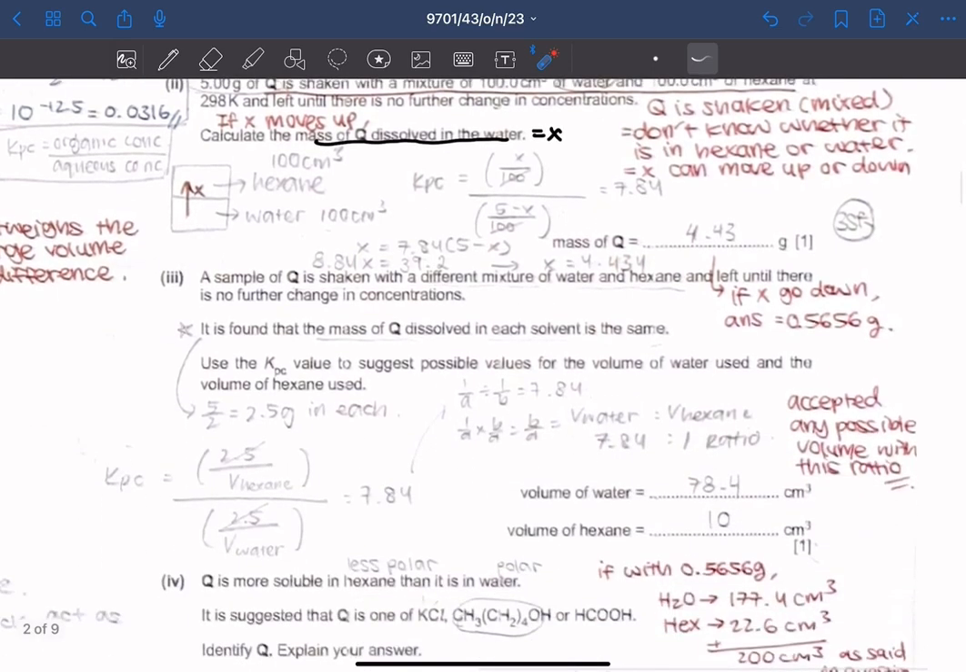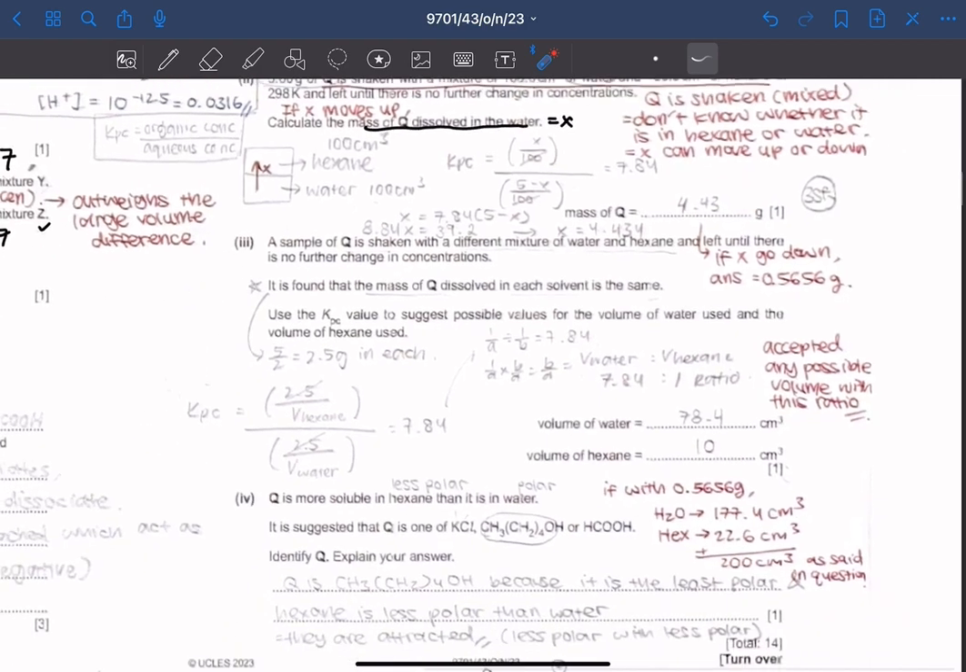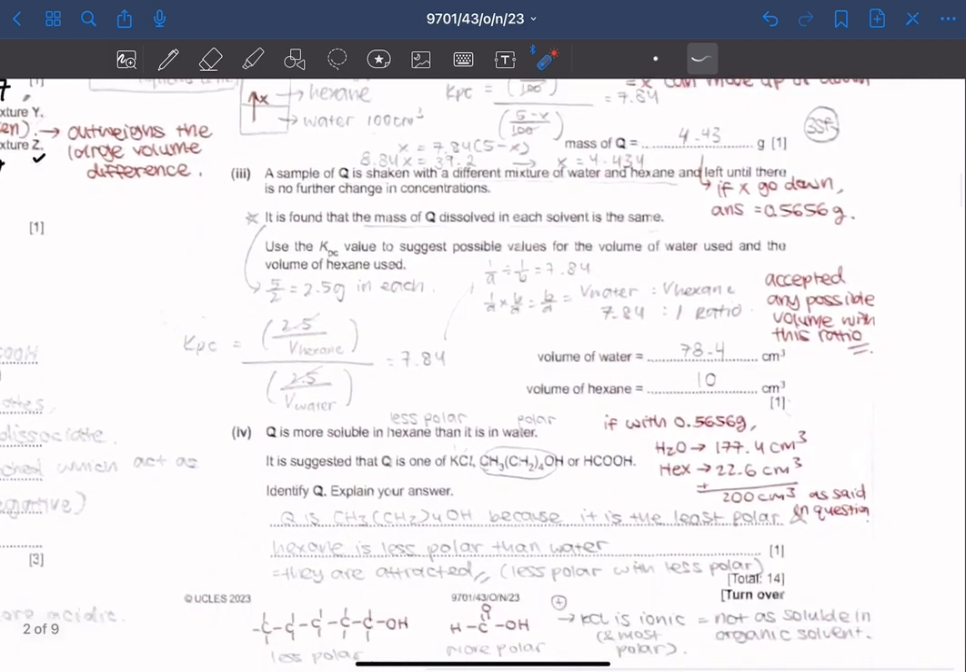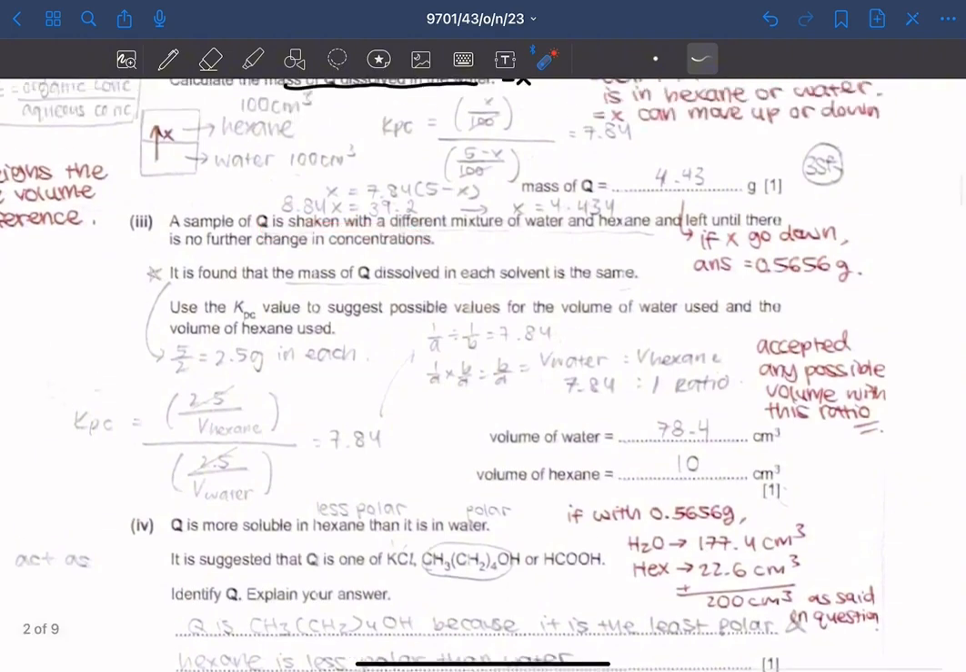And your answer for this question would actually affect the next questions. So III, a sample of Q is shaken with a different mixture of water and hexane and left until there is no further change in concentration. It is found that the mass of Q dissolved in each solvent is the same. Use the KPC value to suggest possible values for the volume of water used and the volume of hexane used.